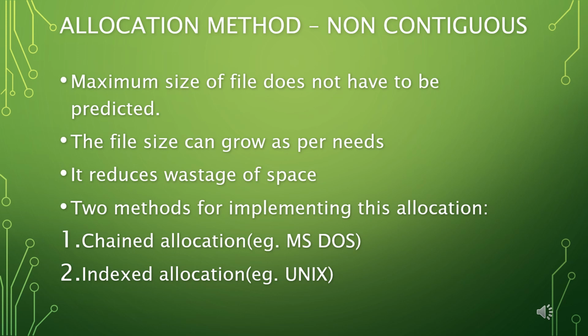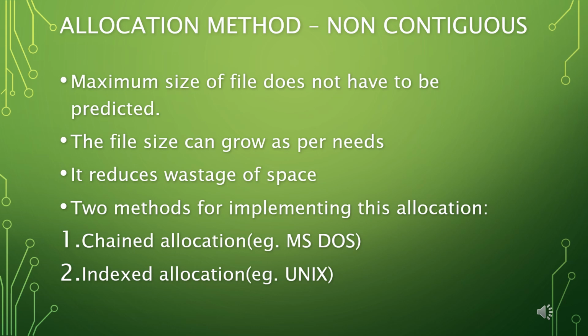The next allocation method is the non-contiguous method. Considering the problems in contiguous allocation, this method was evolved. In this, the maximum size of a file does not have to be predicted at the beginning. The file can grow with time as per the need. This reduces wastage of space, and the operating system automatically allocates additional blocks as per the requirement without aborting any program.